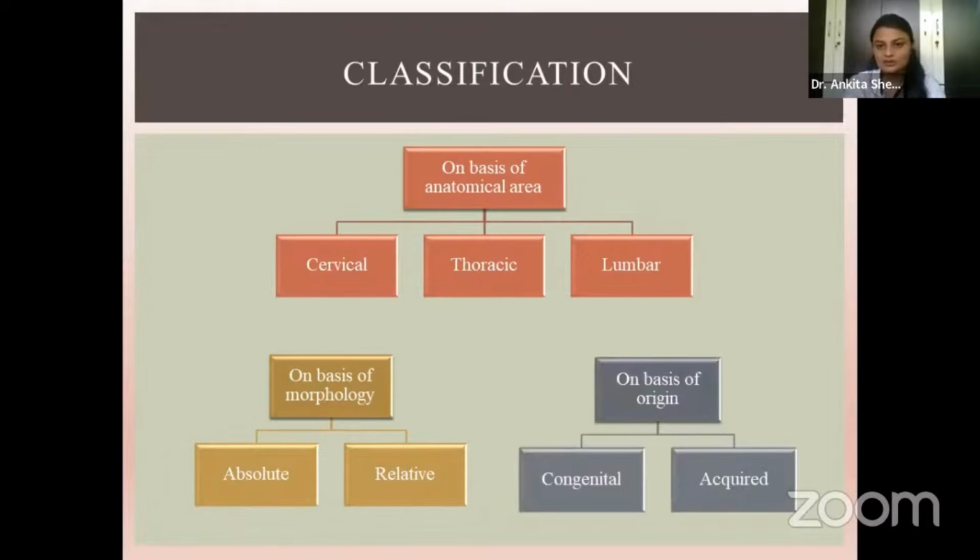The next classification is on the basis of origin. So on the basis of origin, spinal stenosis is classified as congenital and acquired. In congenital cases, we have the achondroplastic dwarf cases or any case that has reduction in the spinal canal since birth. This can occur due to intrauterine factors such as drugs, alcohol, smoking, or any malnutrition.